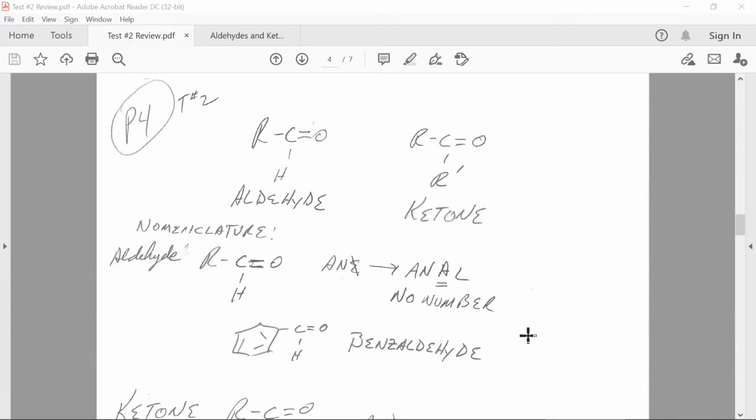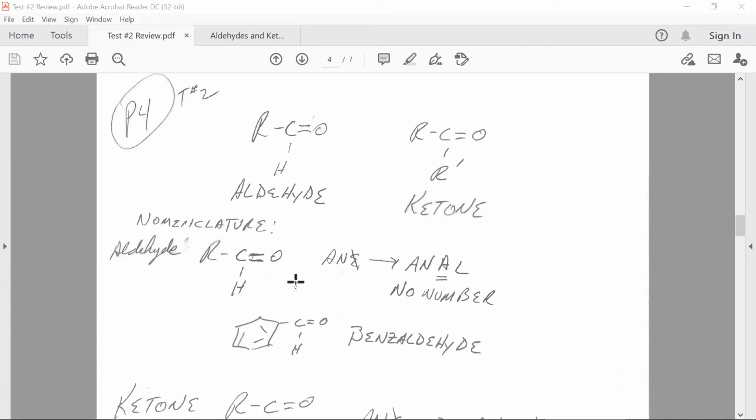And next, we start talking about one of my favorite functional groups in all of organic chemistry, aldehydes and ketones. Aldehyde: carbon double bond to oxygen with an R group and a hydrogen. Ketone: carbon double bond to oxygen with 2 R groups on it. For aldehydes, find the longest chain with the carbon double bond to oxygen, which we call the carbonyl carbon.